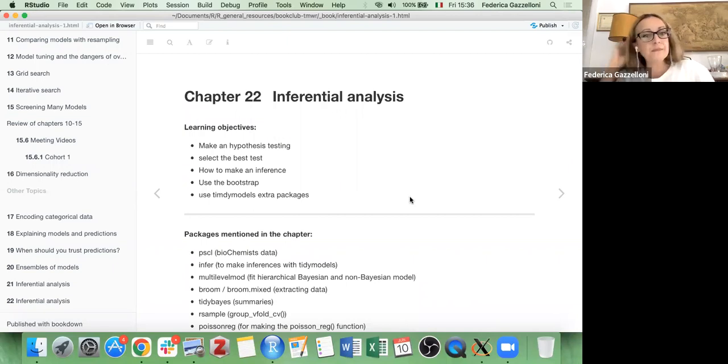So this chapter is my favorite because I really like doing these things. I'm a statistician, so I've spent quite some years on the theory about these things. So now we're using R, okay?